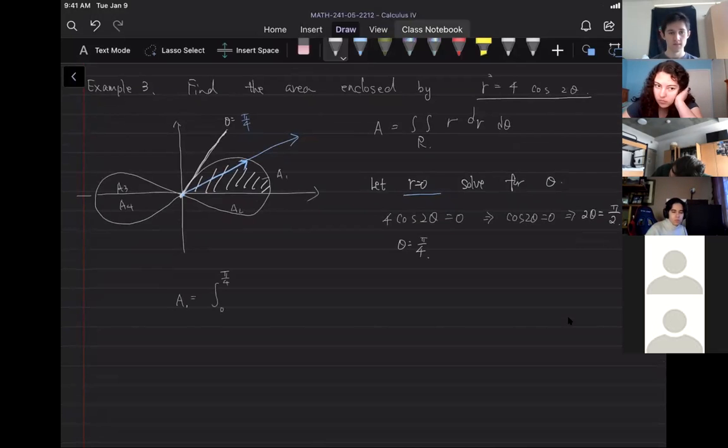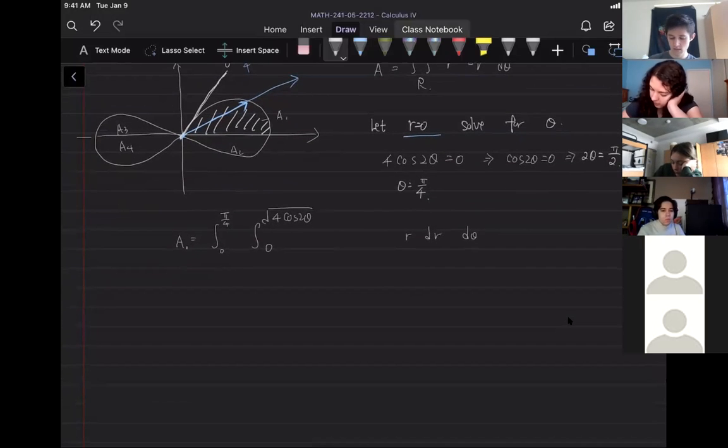So they are all the same. So let's calculate just one part. Theta goes from 0 to π/4, and what is r? r should go from 0 to the square root of 4 cosine 2θ. And here's the 1, right? That's the area.